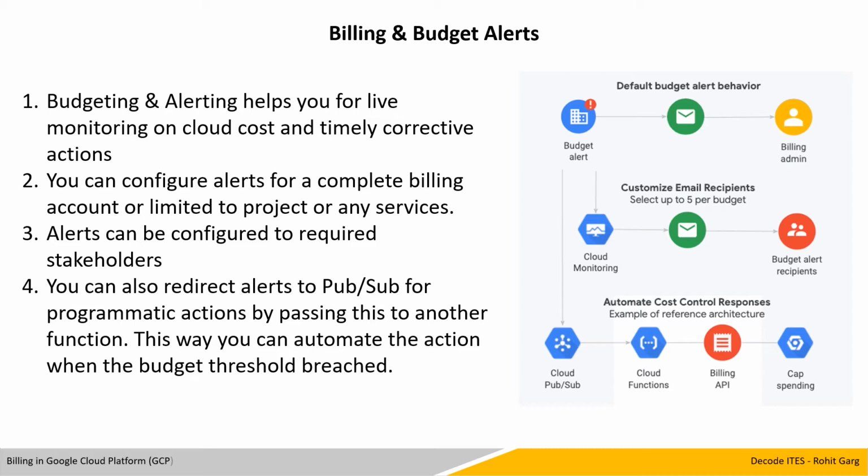So this is the image we have taken from Google Documents, and we can see budget alerts can be sent to billing admin using emails, and these alerts can be sent to multiple stakeholders. 5 stakeholders are allowed for each budget alert. Also, budget alerts can be sent to PubSub, and PubSub will redirect it to cloud functions, and here is the API which has the code by which you can automate the action in case of an alert breach.